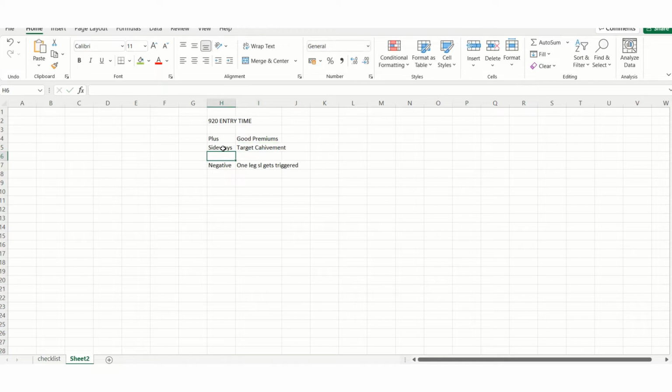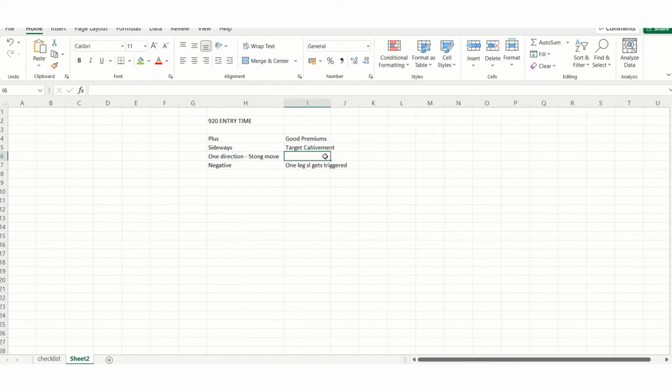right? At the same time, if the market moves in one direction sharply, but a strong move, then also your one leg will go, and you will be profitable in the second leg, which may give you the target again. So this is the advantage of entering the straddle at 9:20.